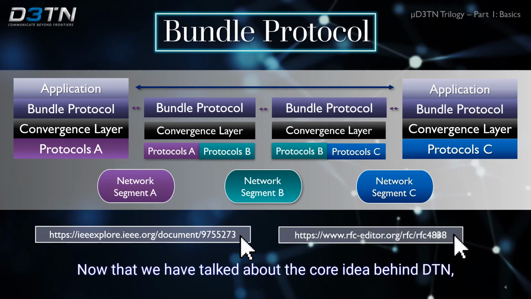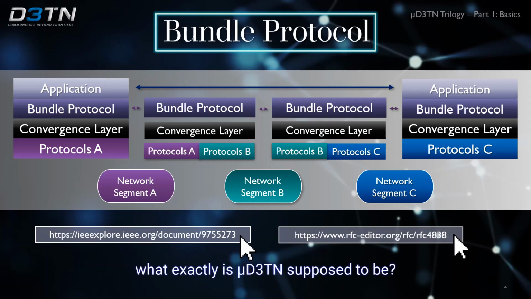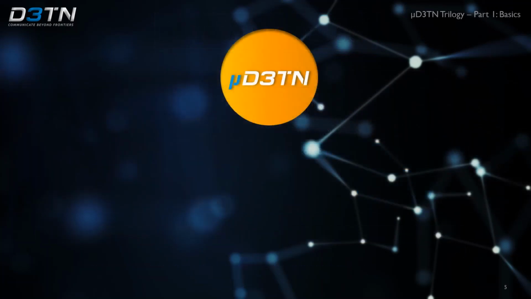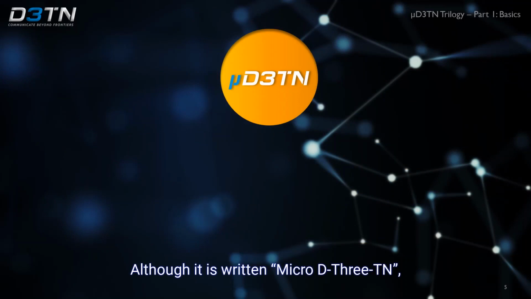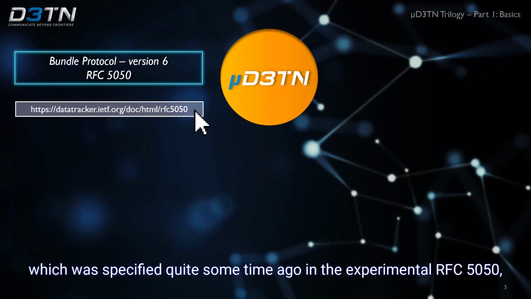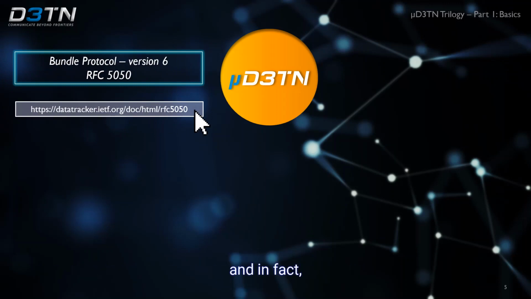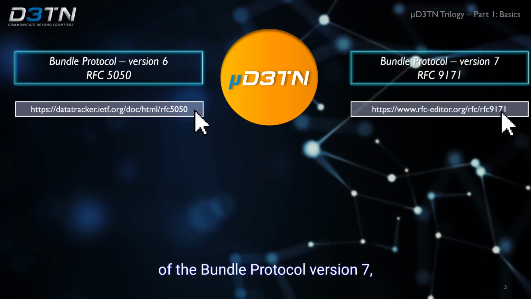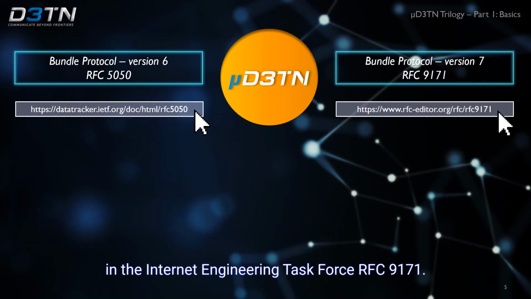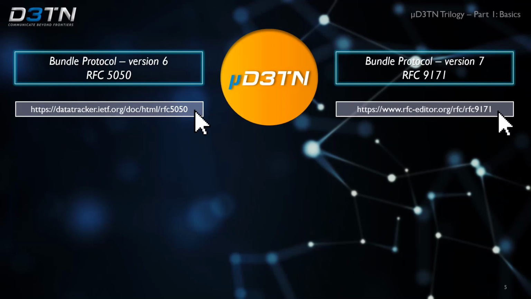Now that we have talked about the core idea behind DTN, what exactly is µD3TN supposed to be? It is an open source implementation of the DTN bundle protocol version 6, which was specified quite some time ago in the experimental RFC 5050, and in fact it was also the world's first implementation of the bundle protocol version 7, which has been specified in the Internet Engineering Task Force RFC 9171.